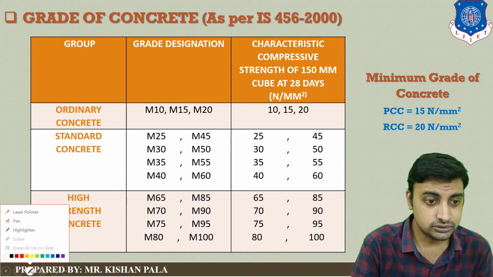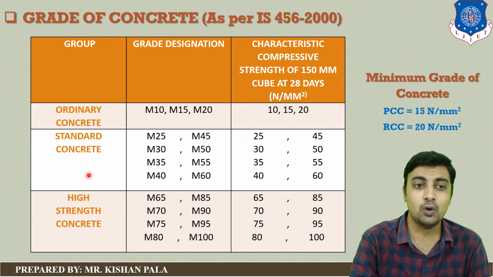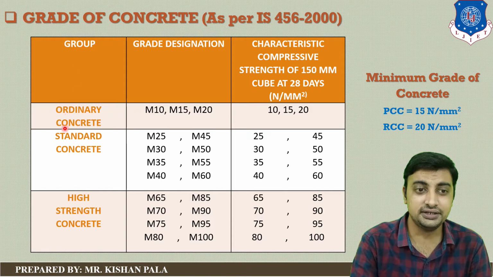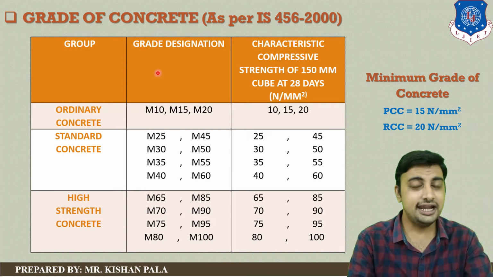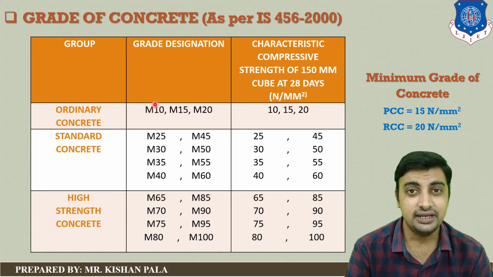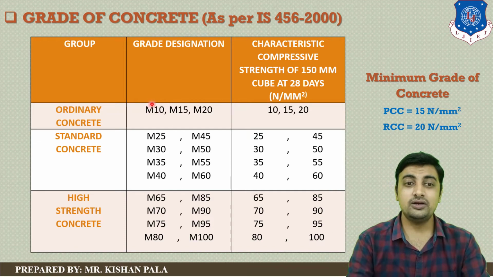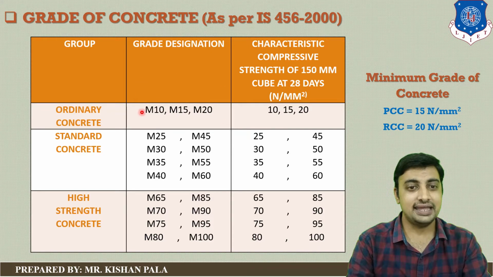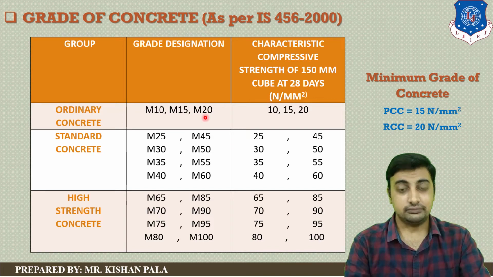The table shows, in the first column, the group of the concrete, like ordinary concrete, standard concrete and high strength concrete. And the second column shows grade designation, like M10, M15, M20 up to M100. It means ordinary concrete covers these three grades of concrete, like M10, M15 and M20.